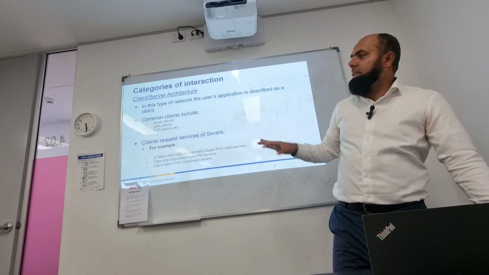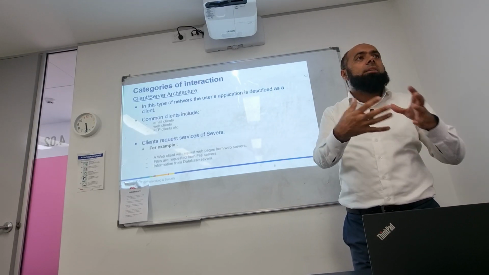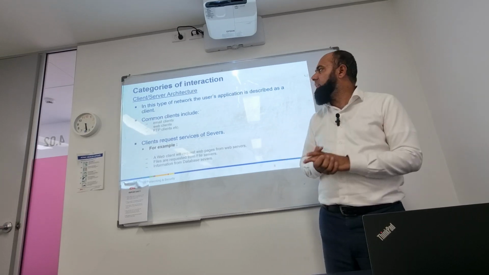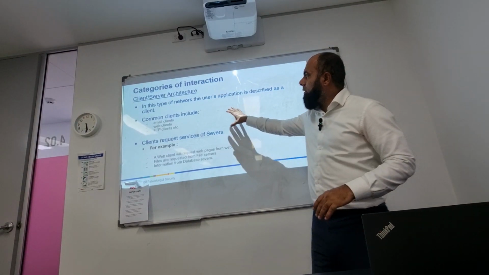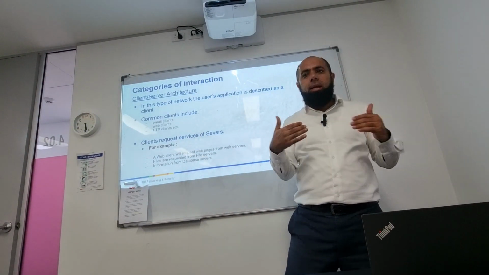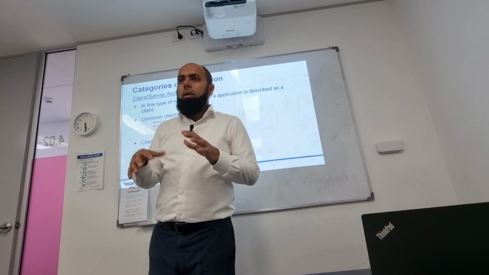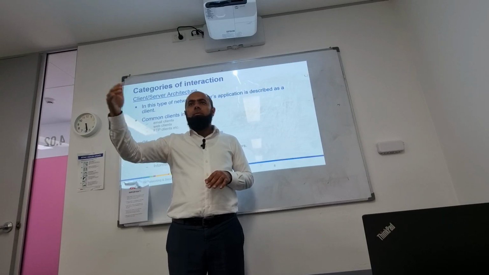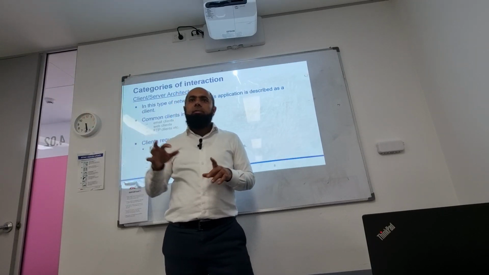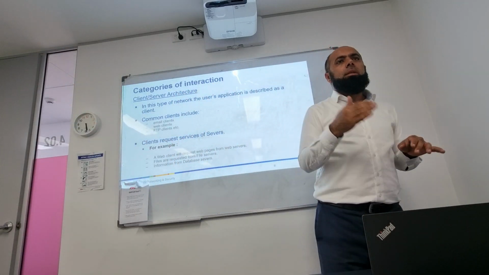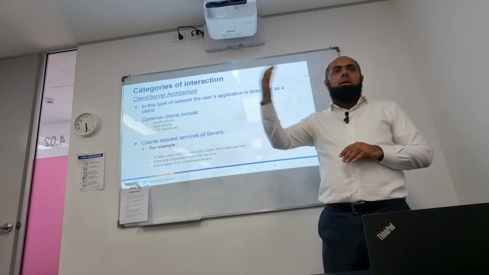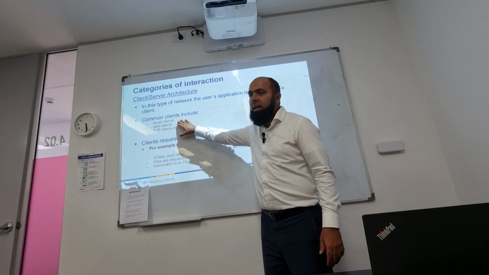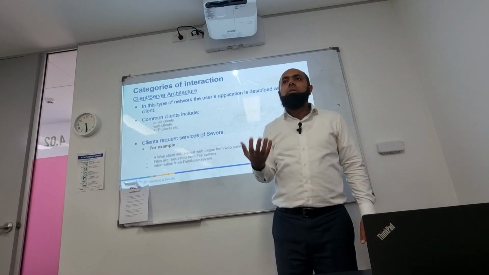So now coming toward the categories of interaction: what types of interaction are there between computers? First of all, we as a client go to google.com and click it. It means that we are getting information from the Google server. If we are using Outlook email, it means our server is Microsoft. So we can be an email client, web client, or FTP client, depending on the usage.